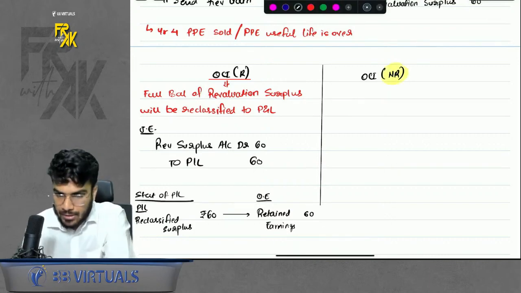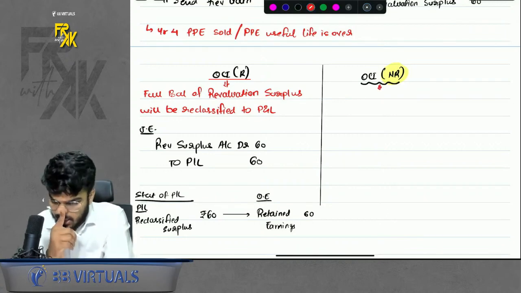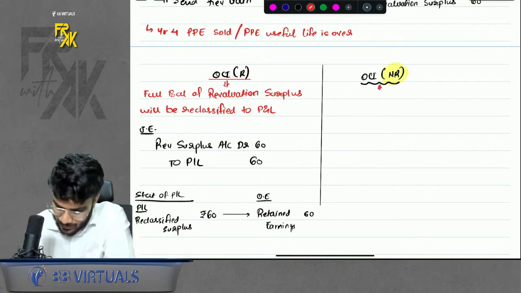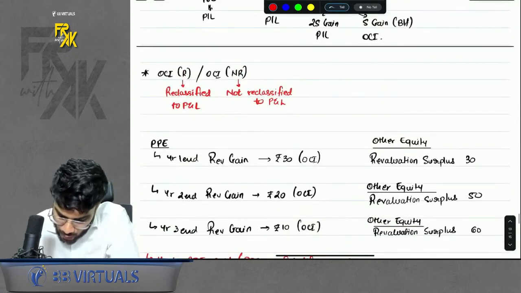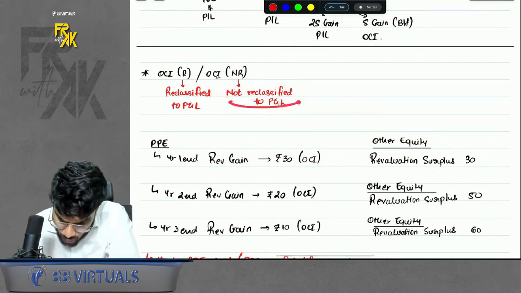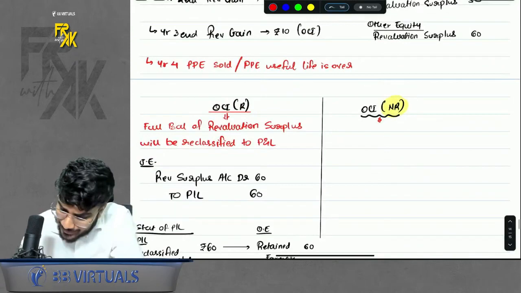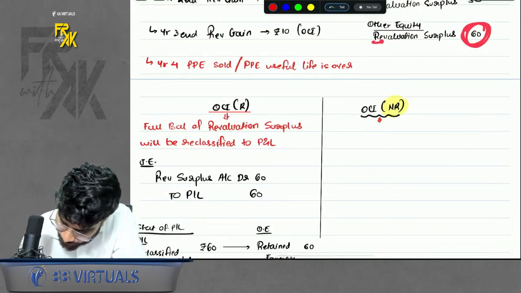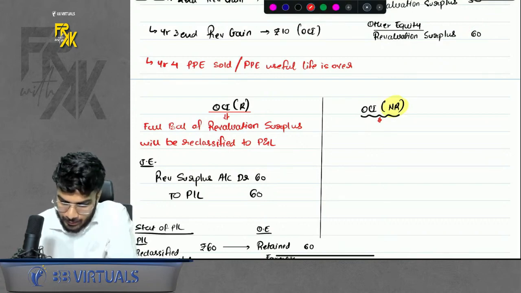Let me discuss NR as well. What if it was a case of OCI NR, right? If it was a case of OCI NR, what is the full form of NR? NR means it will not be reclassified to PNL. So does that mean that it will always stay under the head of reval surplus? The answer is no. Let me write it down for you.